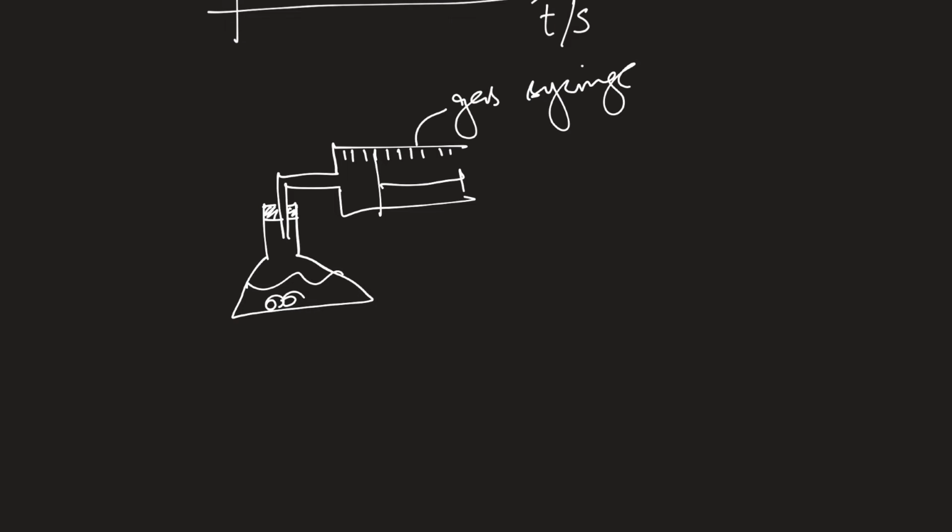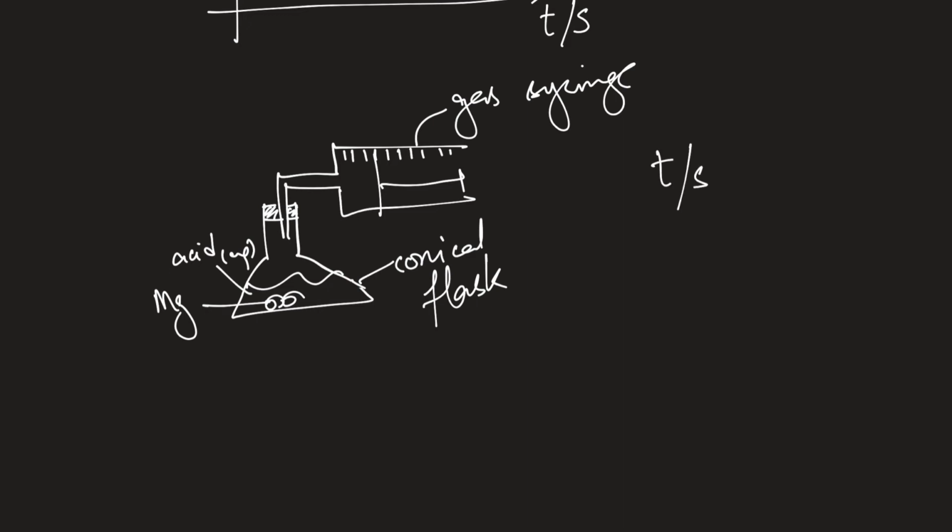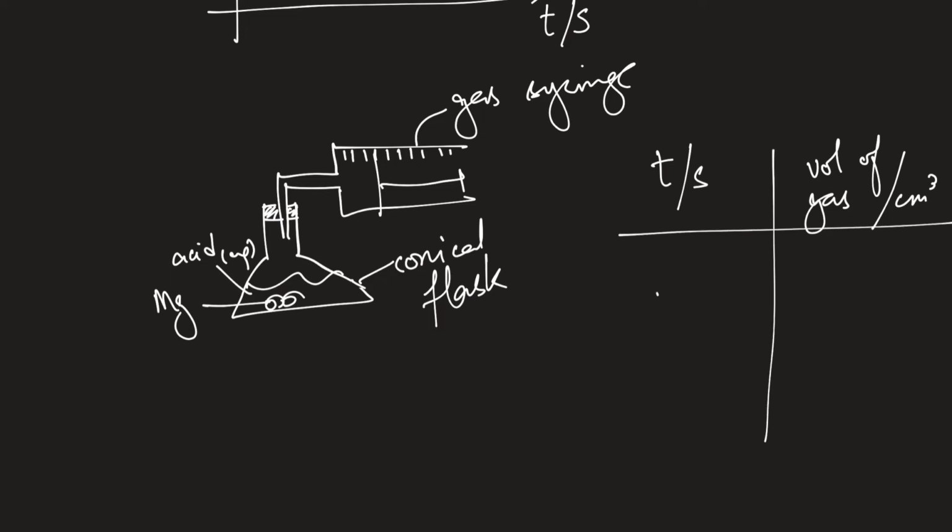Now whenever you draw the diagram in the exam, label the important bits. So for example, I'll label this as magnesium, this is acid solution, and this is conical flask, and that is gas syringe. So conical flask to show where we're collecting this. Now we will measure the volume that is collected. So now we will still have time in seconds or minutes, and we will also have volume of gas. And this volume can be in cm cube or dm cube. So we take that, we get the values for different intervals of time, different values for volume of gas.